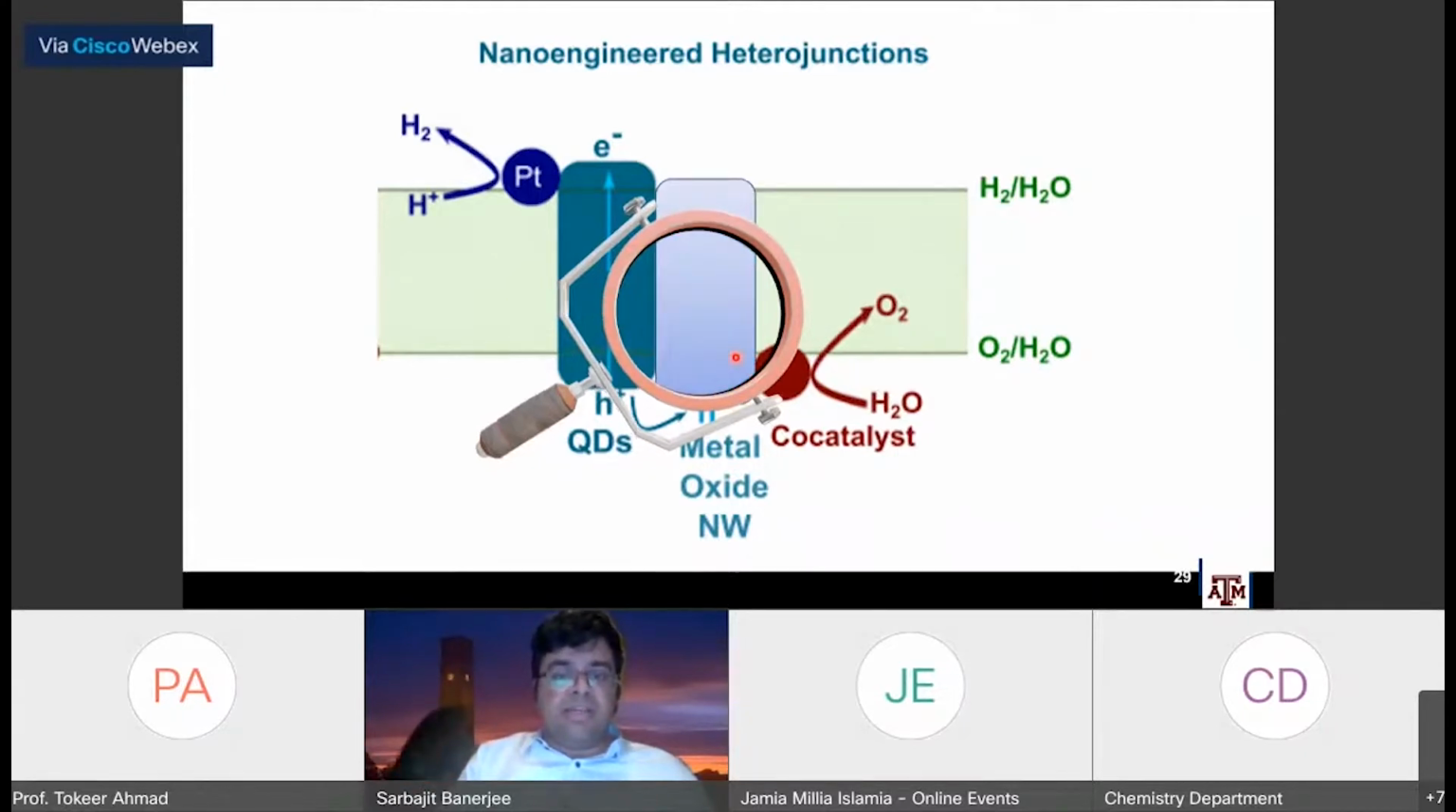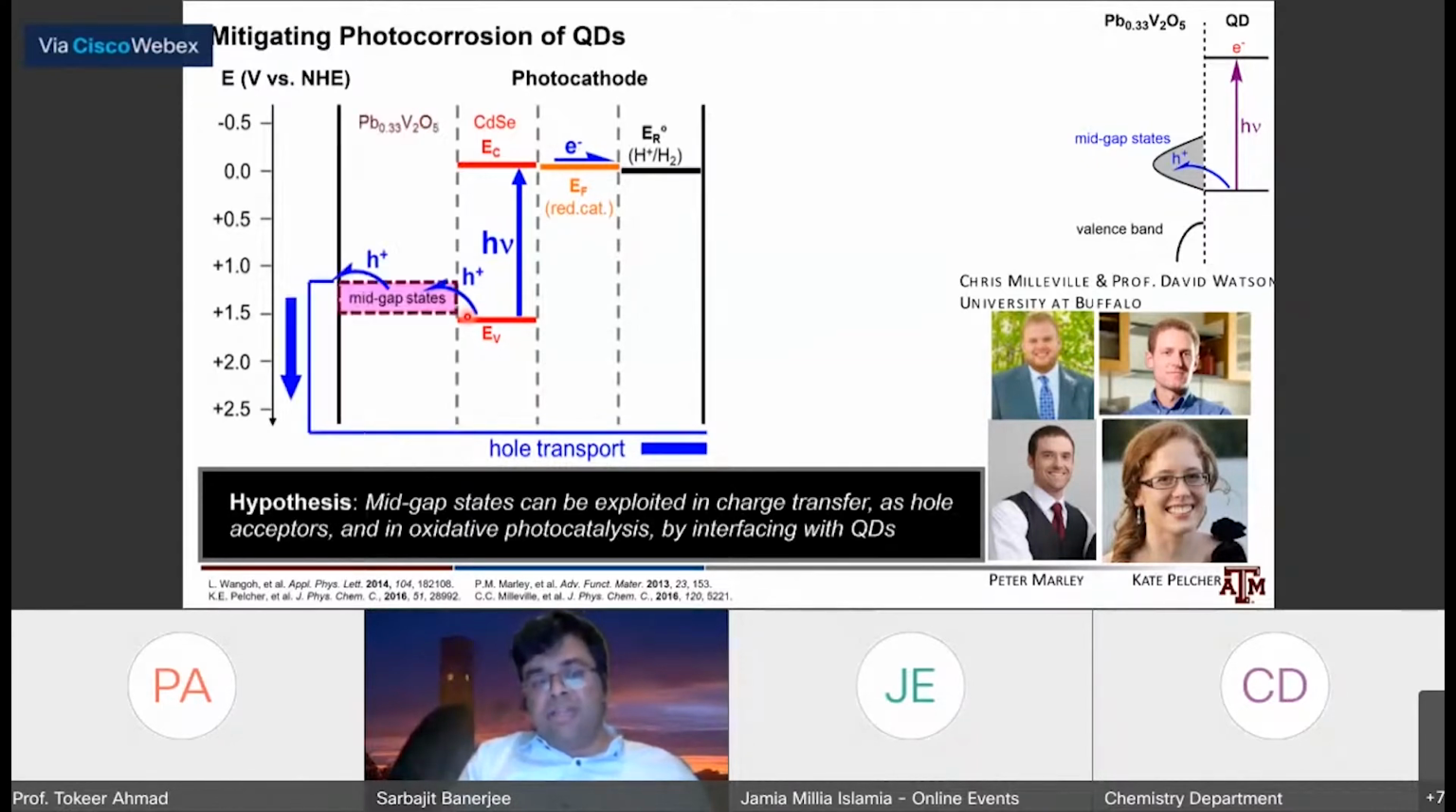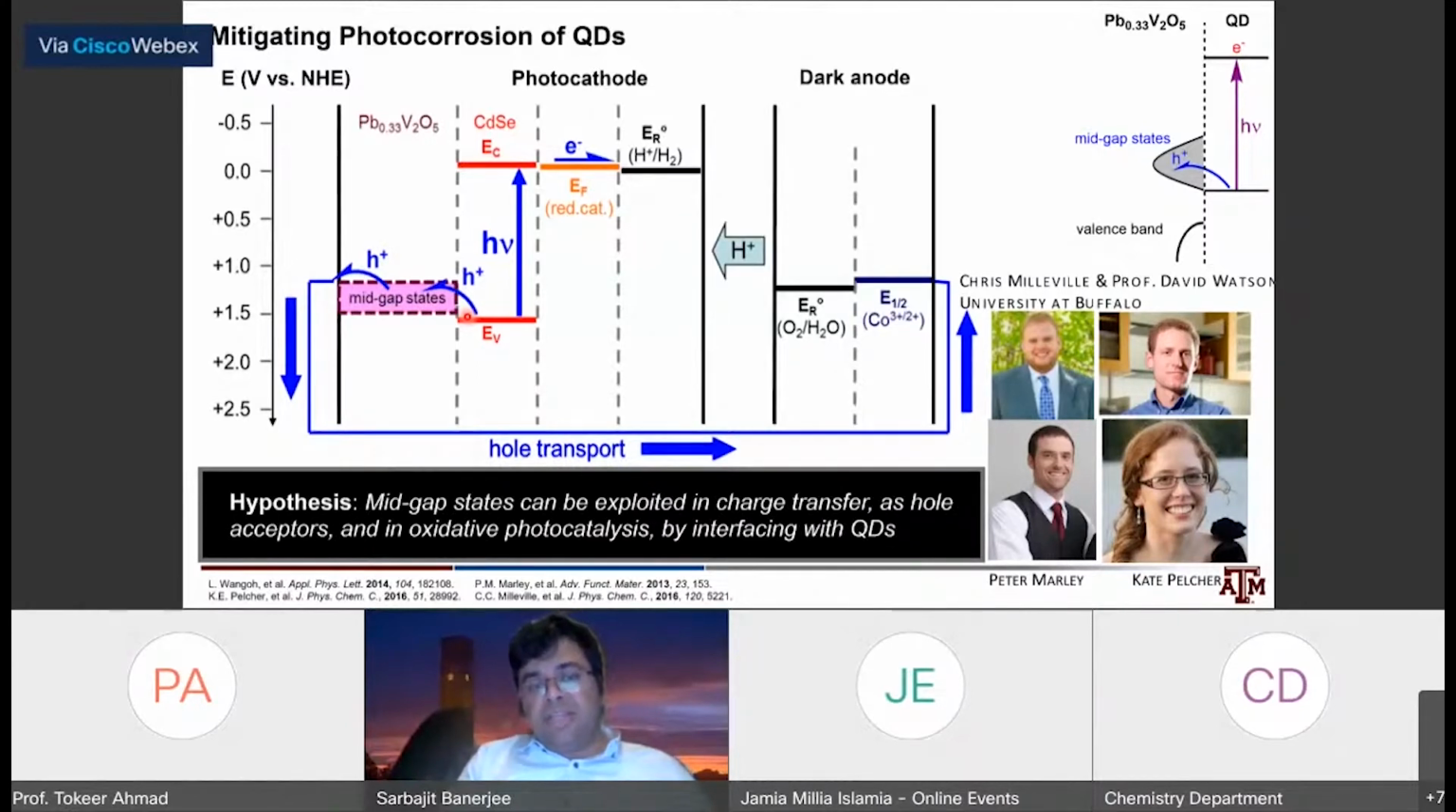So this is an idea that we started working on several years ago, almost 4 or 5 years ago, in collaboration with the group of Dave Watson at the University of Buffalo, and my students on the project were Kate Pelcher and Peter Marley, and then Chris Millieville at the University of Buffalo. And the idea is that, okay, so you set a quantum dot, right? And then this hole is really the origin of the photoanodic corrosion. If you could very quickly take the hole away, then that would be great. And then you could take the hole and at a dark anode, you could do water oxidation, and at this photocathode, you could do H plus, the hydrogen, right?